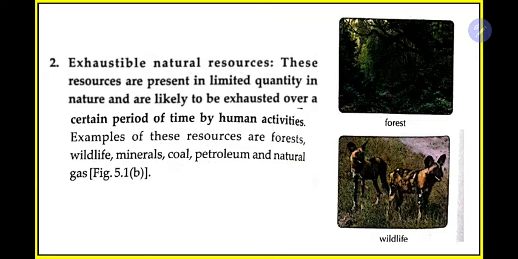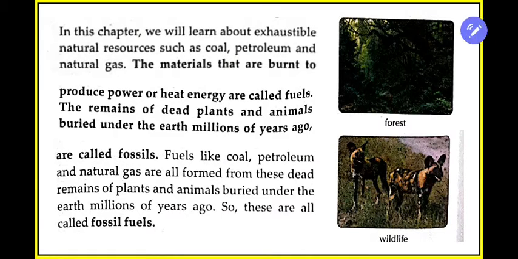So these are some examples of exhaustible and non-exhaustible natural resources. So what we learn in this chapter today, as this was the introduction class, today we'll focus on the aim of this chapter. What we learn, our goal. In this chapter, we'll learn about exhaustible natural resources such as coal, petroleum, and natural gases. So we'll mainly focus on coal, petroleum, and natural gases. All of these are exhaustible natural resources.